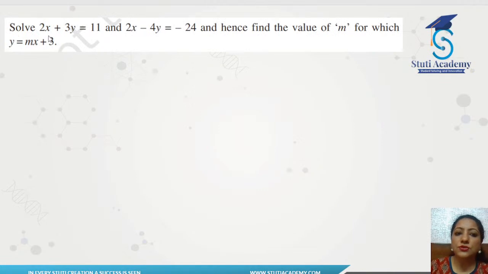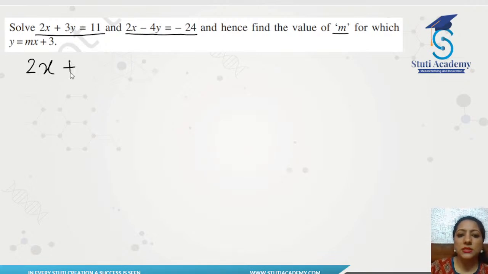Now in this question, we have to solve this equation 2x plus 3y equal to 11 and 2x minus 4y equal to minus 24. The first step is we have to solve these two equations. Once we solve these two equations, that means we get the values of x and y. After that, we are going to find the value of m, for which y is equal to mx plus 3. So let us first do the first part here.